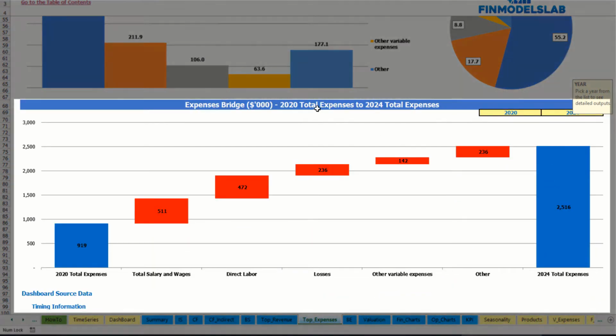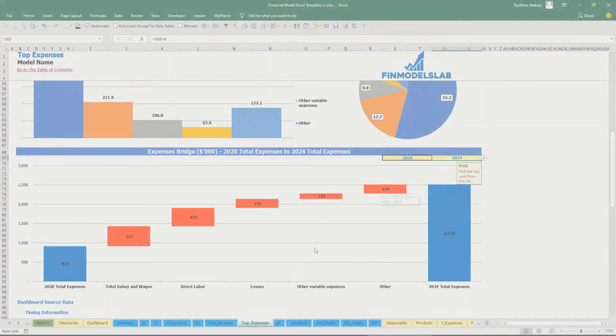On the expenses bridge, you may find the main drivers of expenses growth between these two years. These years are also changeable. So you may select the first year and you may select the last year. And you may see that total expenses in 2020 will change to total expenses in 2024 by this waterfall.